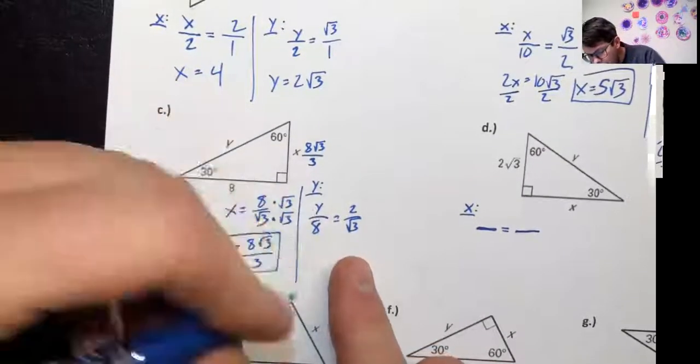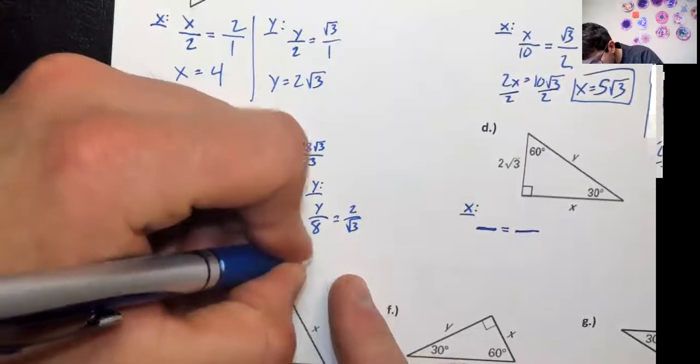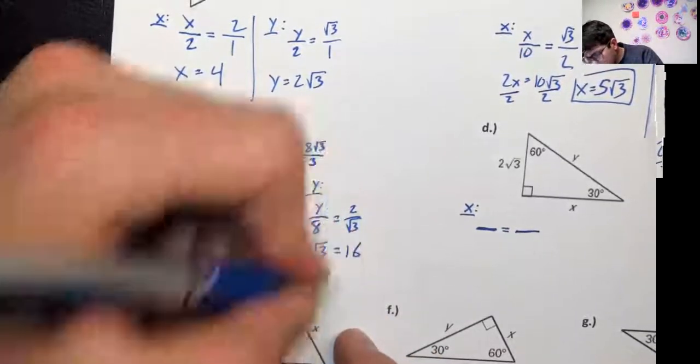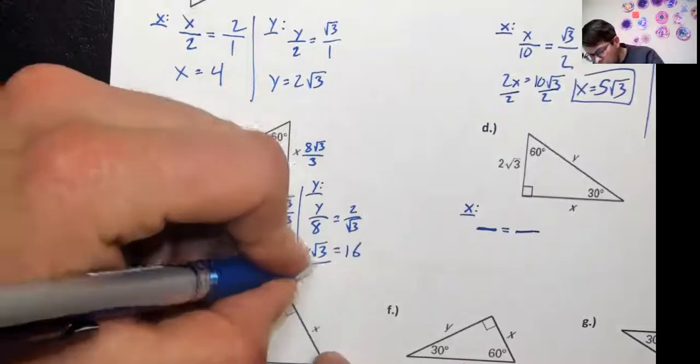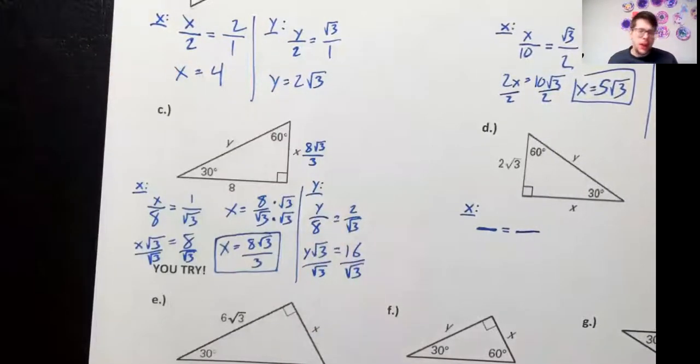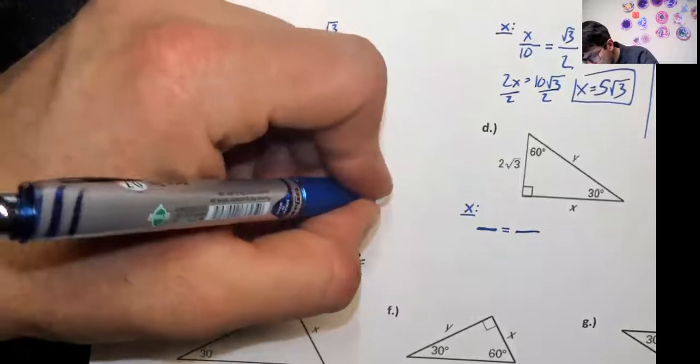And I'm going to cross multiply. Once again, y times root 3, and then 8 times 2 is going to give me 16. I'm going to have to divide by the square root of 3. And once again, this is something I have to do, but I'm not really thrilled about it because I'm going to have a square root down in the denominator. I don't really love that idea.